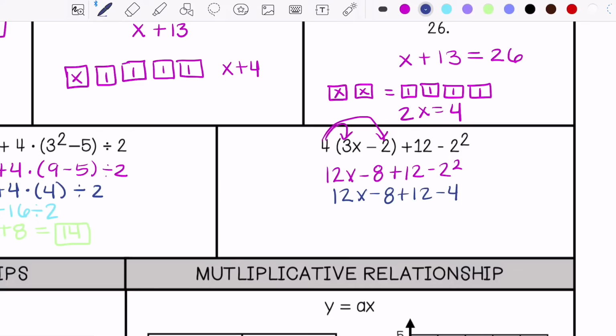And we're going to combine like terms, so we cannot combine this with anything because we don't have any more x's. So we are going to do 8 plus 12 next. I'm actually going to treat this as negative 8 plus 12. So that's positive 4. And then 4 minus 4 is 12x.